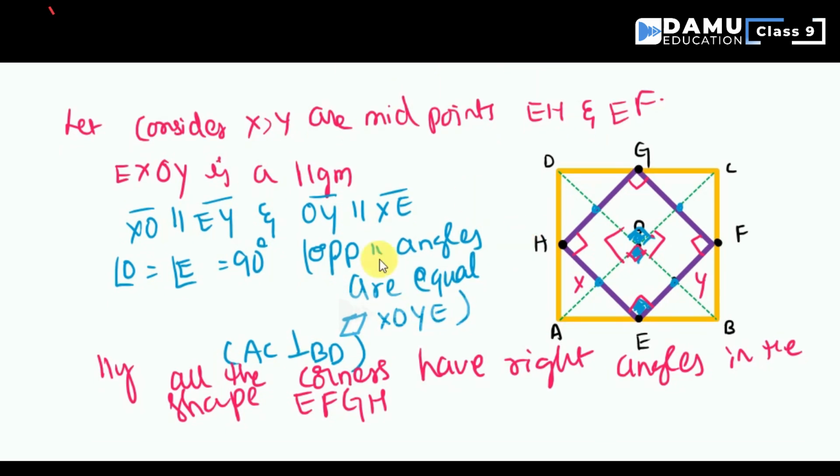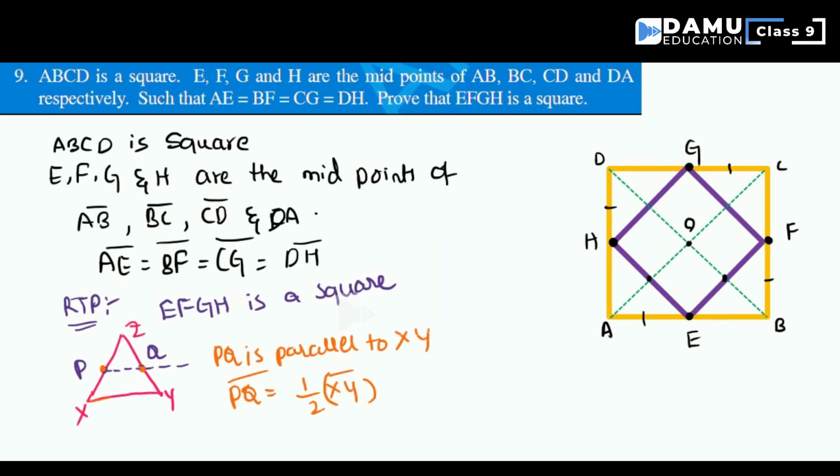Finally, therefore, we have shown that the sides are equal and the angles are also 90 degrees here, here, here, and here. So we have shown that. Based on this, we can write that EFGH is a square. So EFGH is a square based on these conditions.